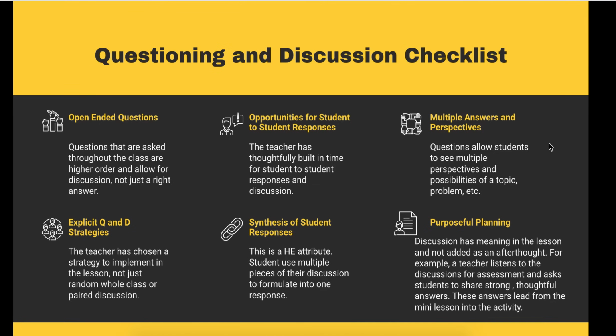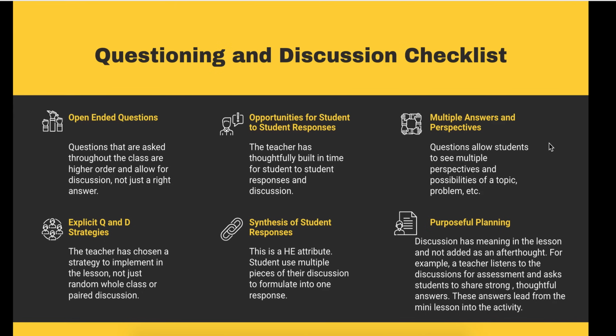The next is the synthesis of student responses. So this is really a highly effective attribute. As my administrator explains it to me, this is where students are using pieces of their discussion to formulate into one response. So, for example, a group may be working together. Each of them are looking at something from a little bit of a different perspective. They're collaborating, they're synthesizing all of their thoughts into one response that then they're sharing out with a larger group. So, this is more of an attribute of a highly effective classroom.